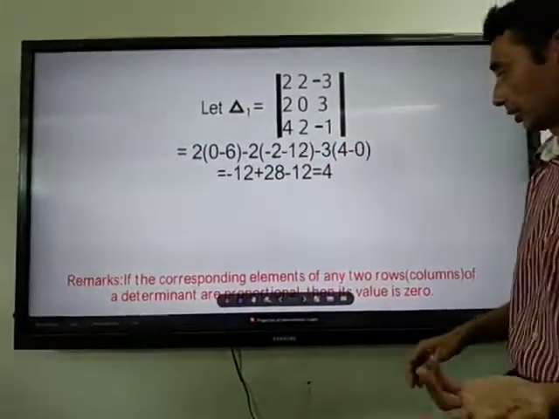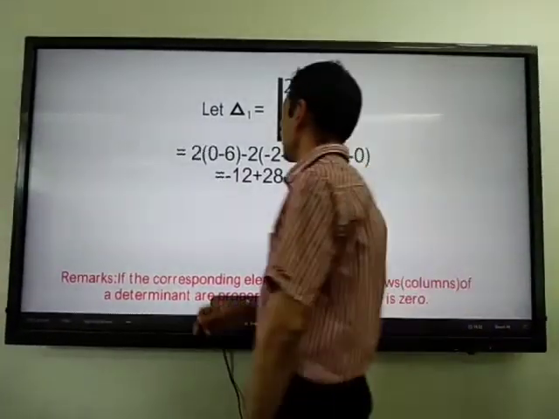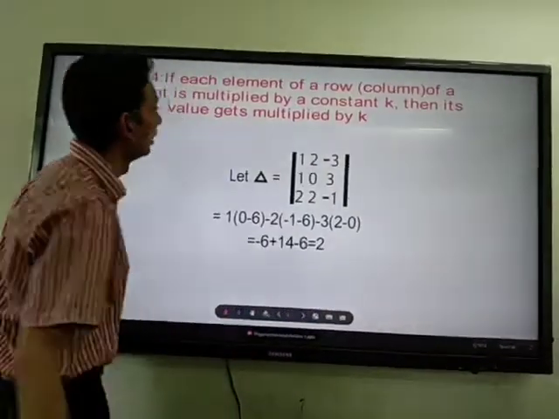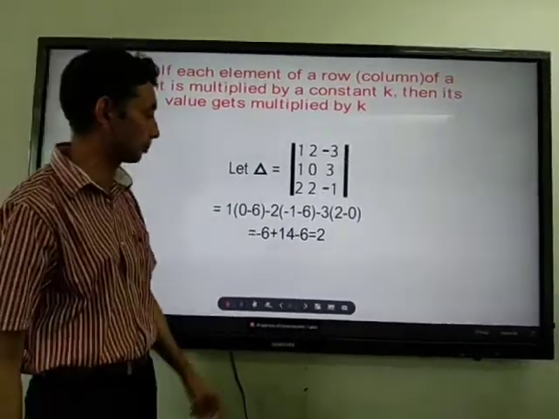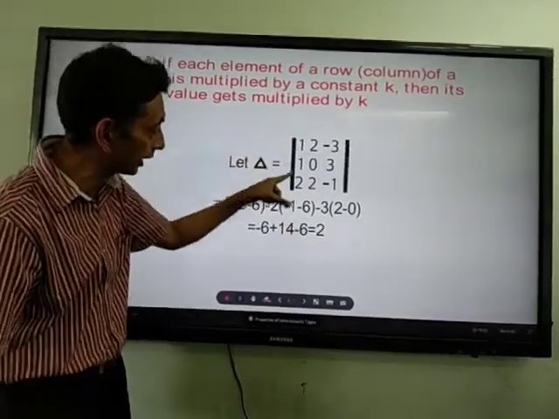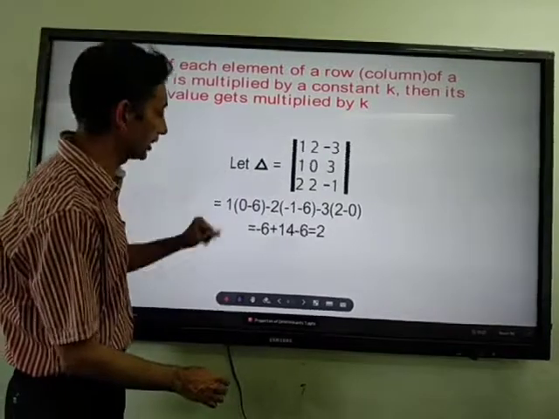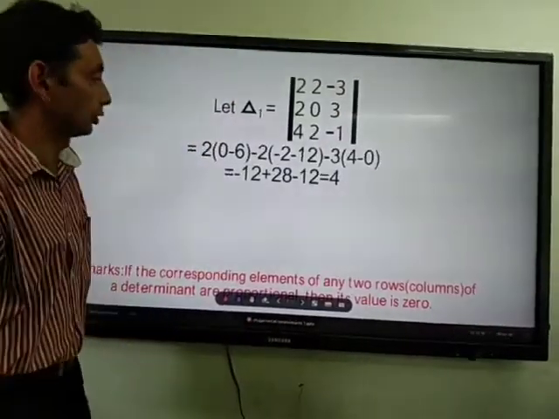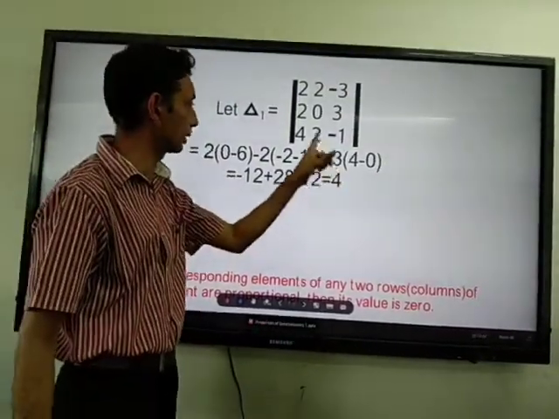Now let's compare with the previous one. The value of the previous determinant is 2. Now the moment you multiply the first column by 2, this determinant gets multiplied by 2. Therefore, this determinant gets multiplied by k.